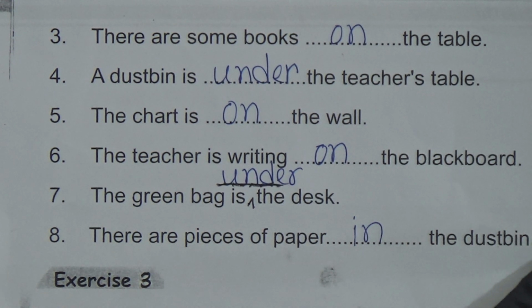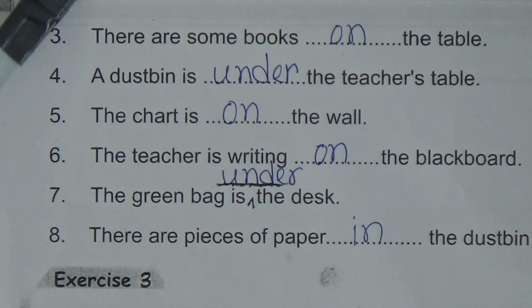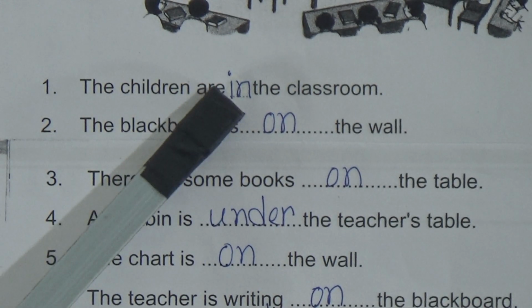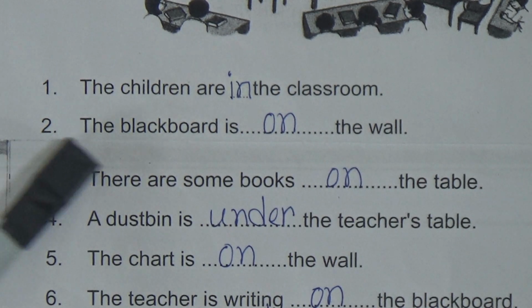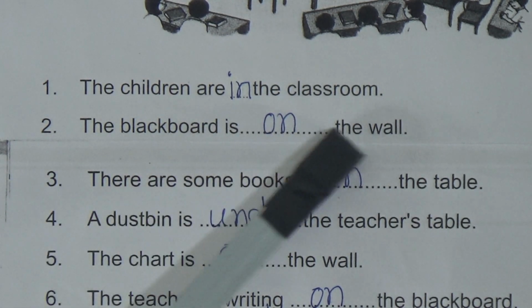So what are our sentences? Okay, let's read from the beginning. Number 1, the children are in the classroom. Number 2, the blackboard is on the wall.